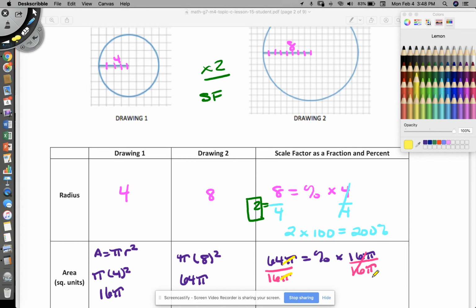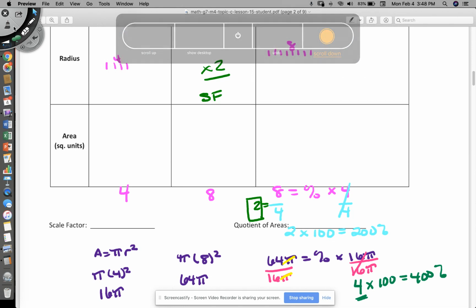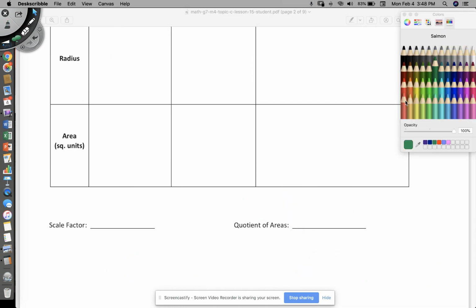So 16 goes into 64. You do that on your calculator. You should get 4. Now 4 is my quotient of areas. But they want the percent as well. So this is one of my answers. And we're going to multiply that by 100, and I get 400%. So now let's find our scale factor and quotient down below here. If you remember, our scale factor was 2, and the quotient of areas was 4. All right, let's go ahead and go on to the back.